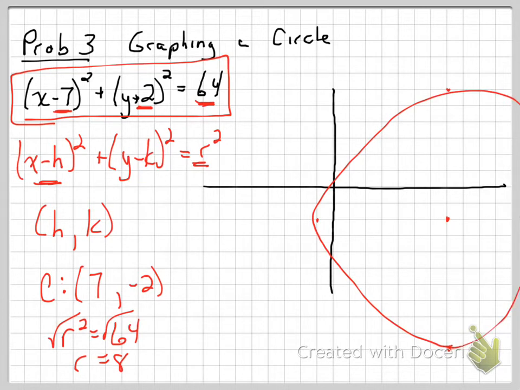Terrible drawing. It looks like a lemon. But you get the point. So go up, left, right, and down 8 and connect it in terms of a circle. They use a compass. Obviously I don't have one here, but we'll go from there.